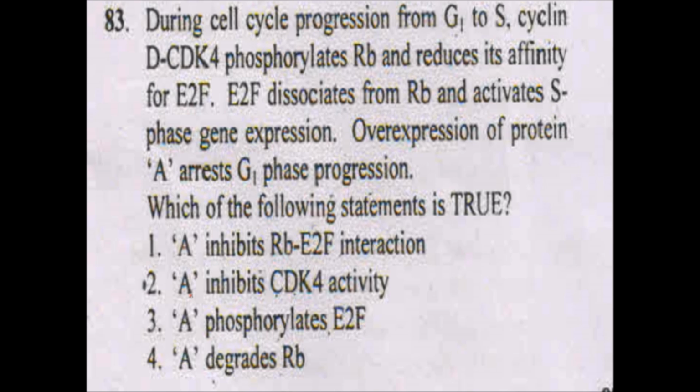So if there is restriction of the G1 phase, it means it will inhibit the CDK4 activity, which is phosphorylating the RB. So once it gets inhibited, it will not be able to phosphorylate RB, and it will be arrested at the G1 phase. So the answer will be A, inhibit CDK4 activity.